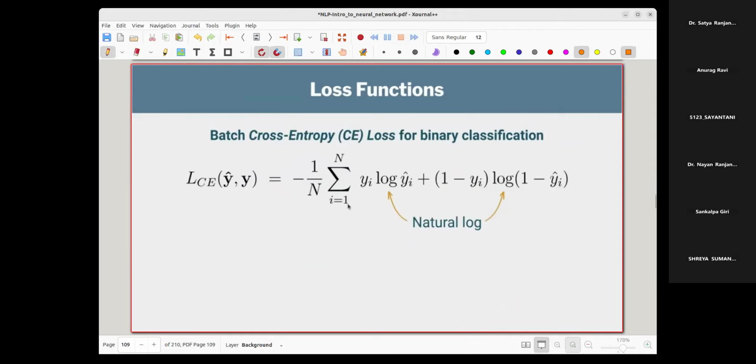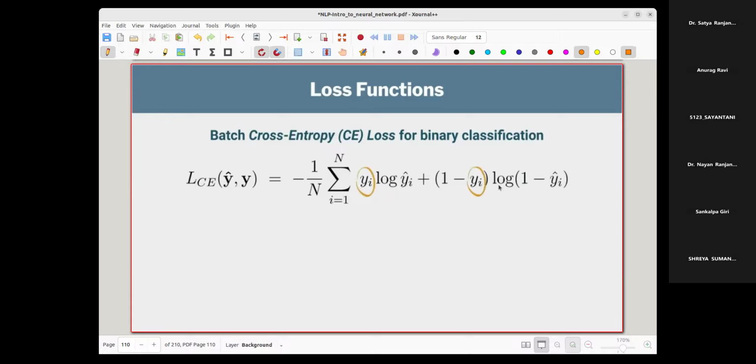It is minus 1 by n, summation i equal to 1 to n, yi log yi cap plus 1 minus yi, log 1 minus yi cap. So you see how we are combining these two things simultaneously. Now you can easily understand. These logarithms are the general natural logarithms.